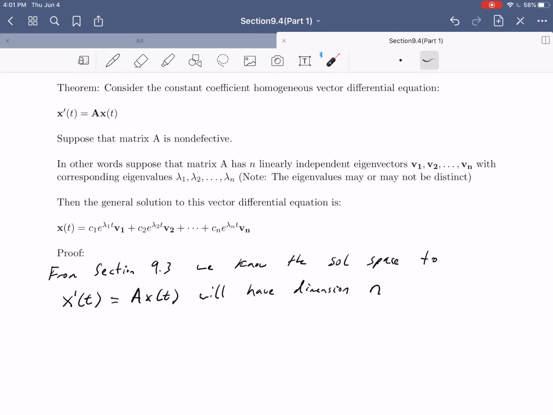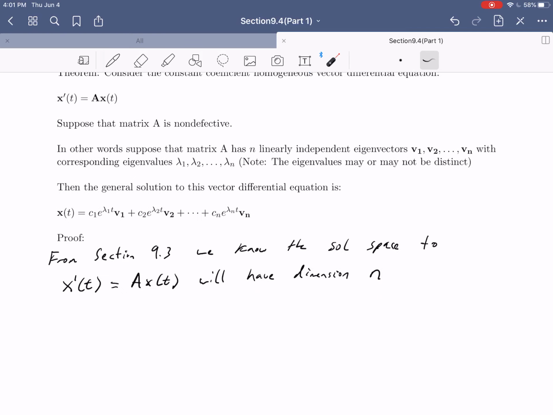So we already know that this space will have dimension n. So all we need to do is make sure that each of these functions is linearly independent. Then we'll have n linearly independent functions, and since we know the dimension is n, that will definitely form a basis. You might say, don't we already know that they're linearly independent? Well, we almost do. We know that these eigenvectors are linearly independent. We need to show that these functions are linearly independent.